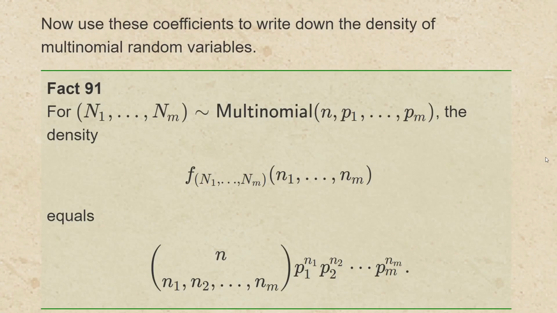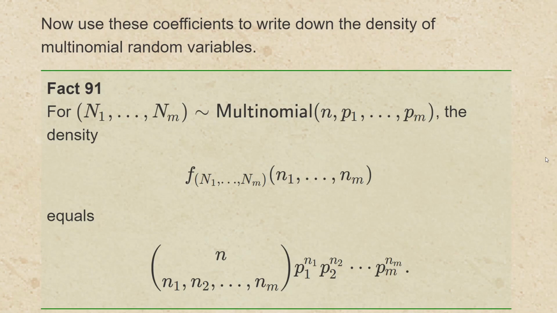Now use these coefficients to write down the density of multinomial random variables. For a vector n sub 1 through n sub m multinomial with parameters n, p sub 1 through p sub m, the density of n sub 1 through n sub m at little n sub 1 through little n sub m equals n choose n sub 1 up through n sub m times p1 to the n1, p2 to the n2, up through pm to the n sub m.